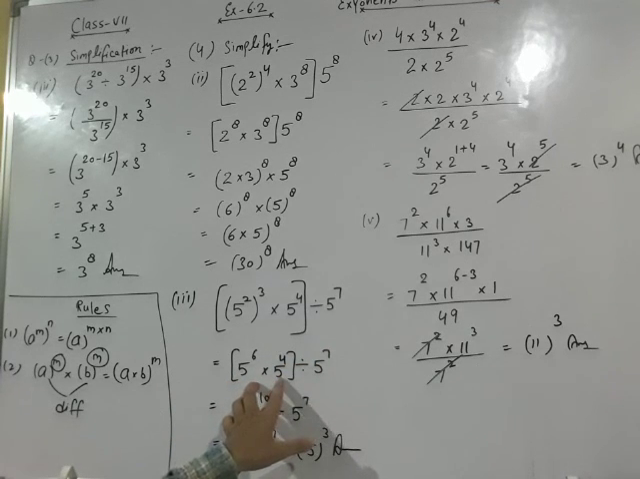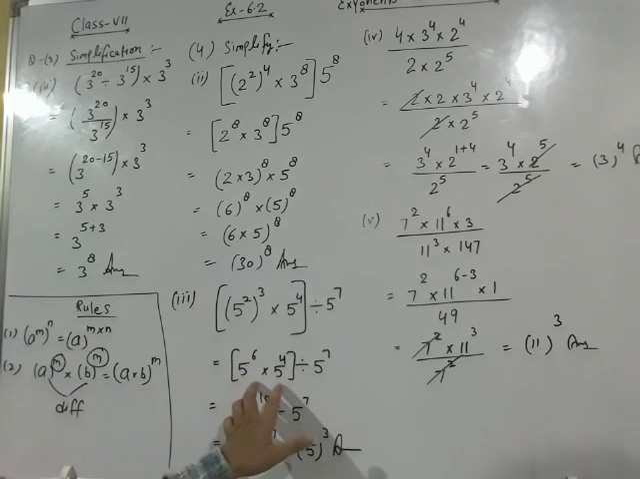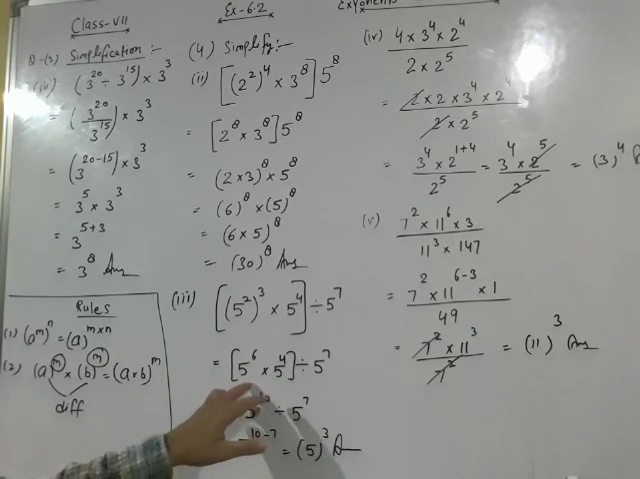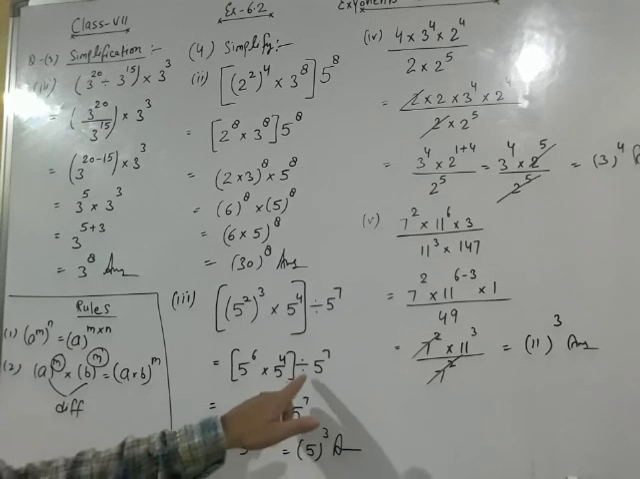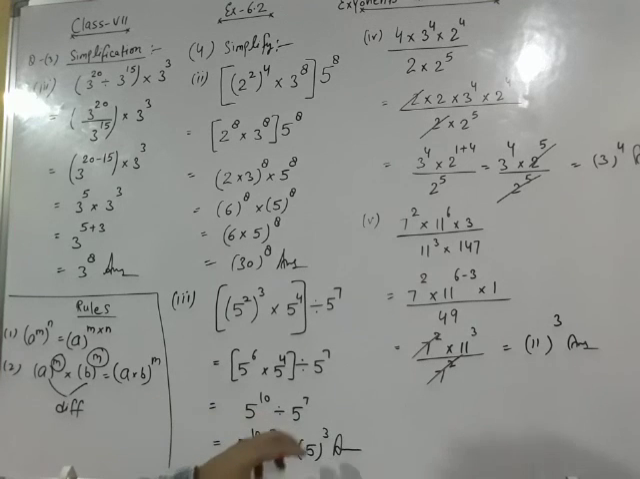Two same bases with different powers. Here we will apply the multiplication rule of exponents, and in this condition we will add their powers. So 5 raised to the power 6 plus 4, 10, divided by 5 raised to the power 7. Apply the division rule here. Powers will be subtracted. 10 minus 7 is equal to 3. So the answer will be 5 raised to the power 3.